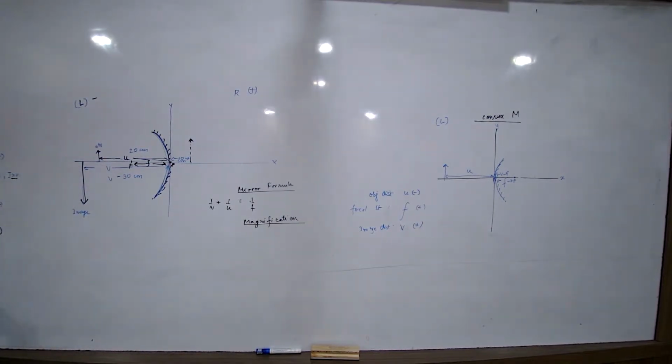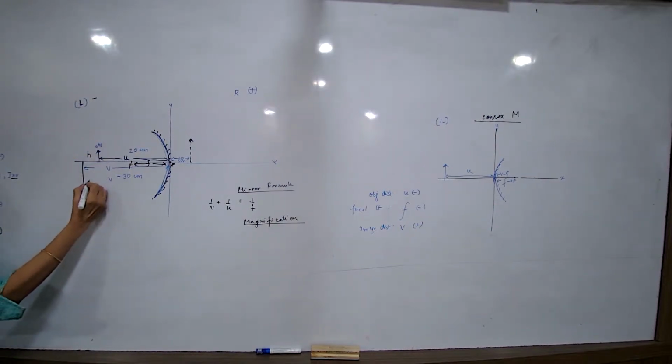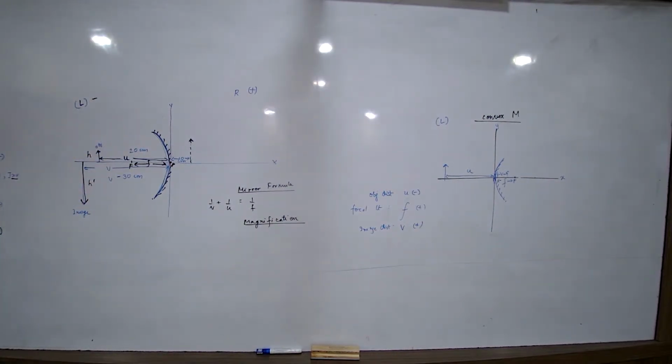Do you understand? So I'll write this as h, and this as h dash. Sometimes you will find h as ho. This is the height of the object, and h dash will be the height of the image. Since your object is always above the principal axis, it's taken as positive. Height of the object will always be taken as positive. If it is a real image, it will come below the principal axis. Therefore, it is going to be negative if it is real.